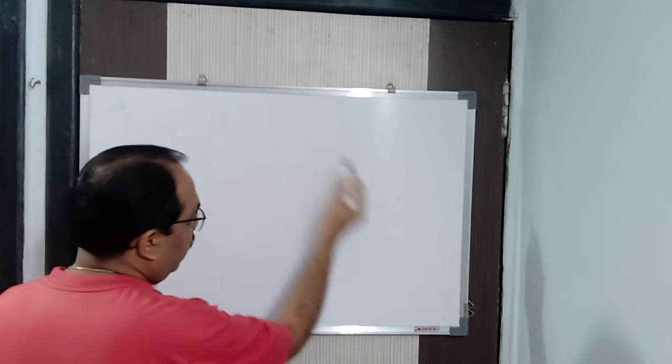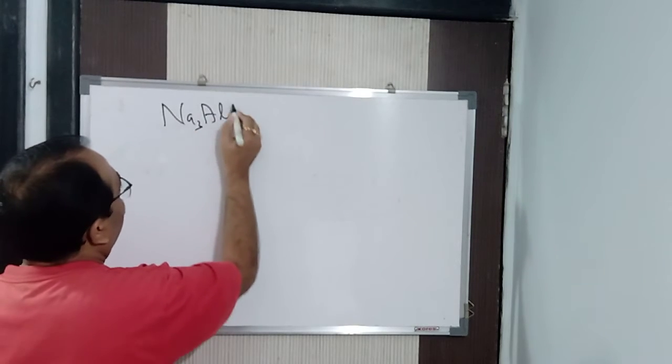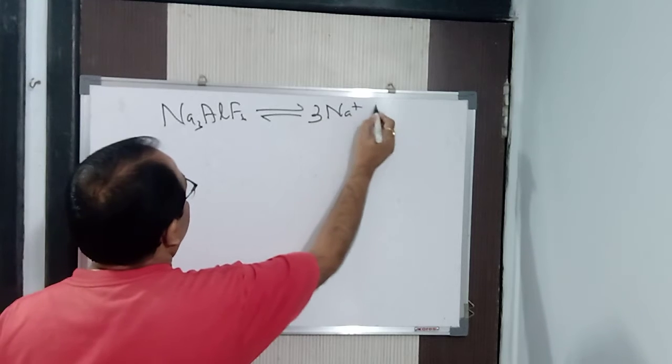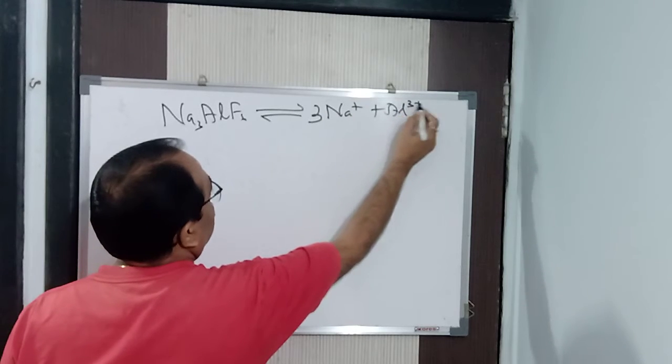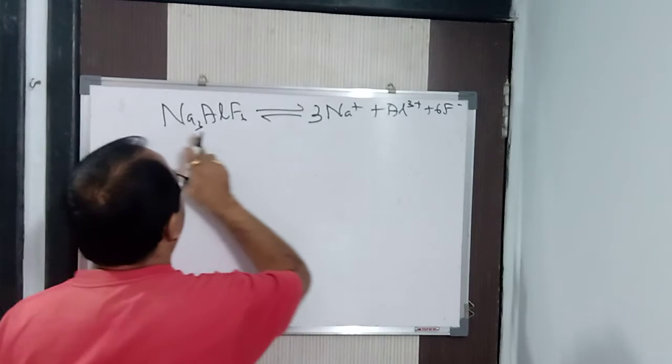Now, next is what are the reactions taking place inside that particular tank. So, first of all, cryolite Na3AlF6 will dissociate to give you 3Na+, Al3+, plus 6F-. See, it is very easy to write.